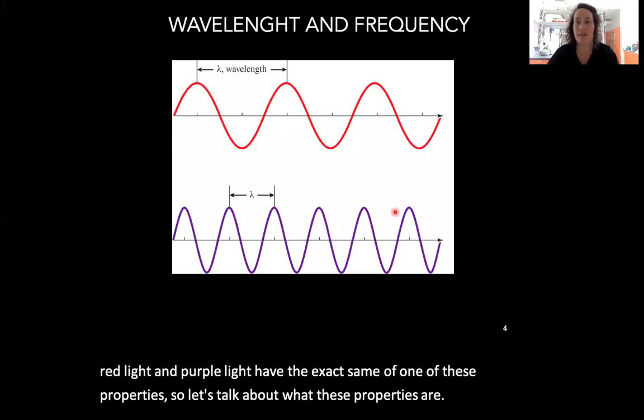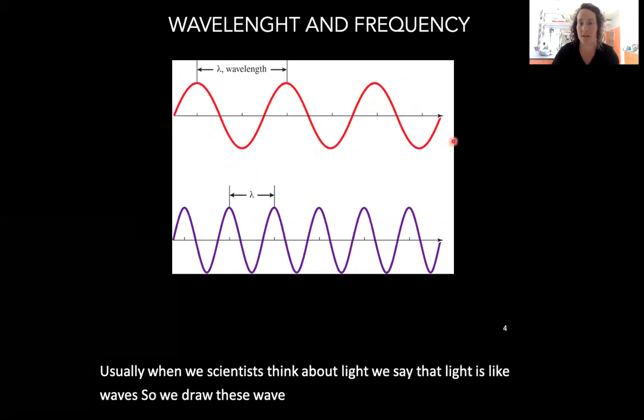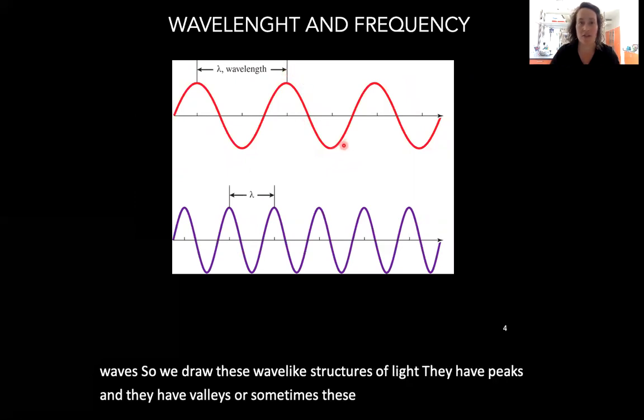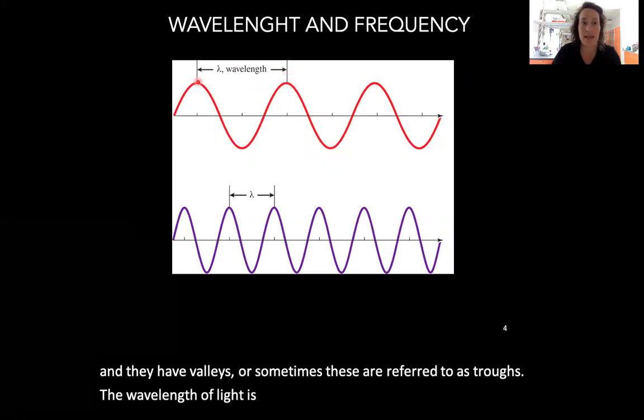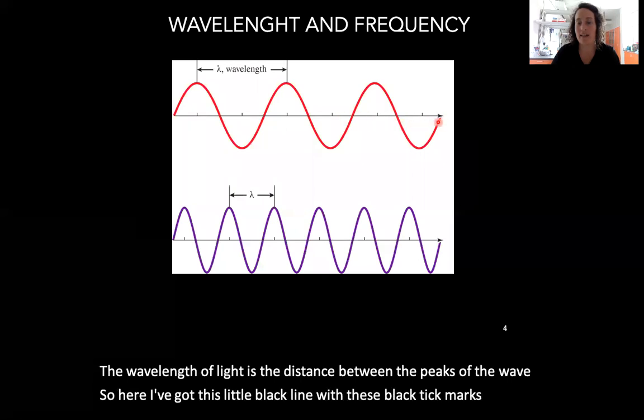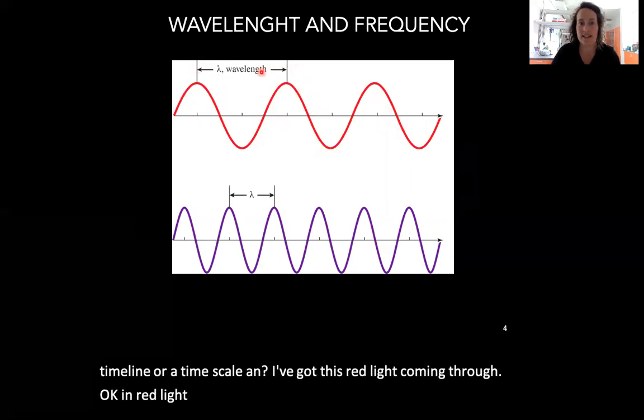Usually when we scientists think about light, we say that light is like waves, so we draw these wave-like structures of light. They have peaks and they have valleys, or sometimes these are referred to as troughs. The wavelength of light is the distance between the peaks of the wave. Here I've got this little black line with black tick marks, which is a time scale, and I've got this red light coming through. Red light has a wavelength that is this distance, whatever that is, I'm not sure.